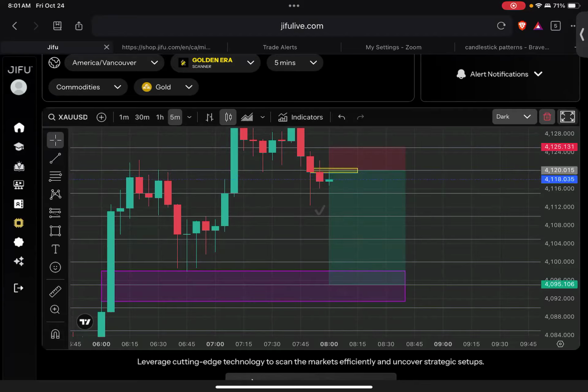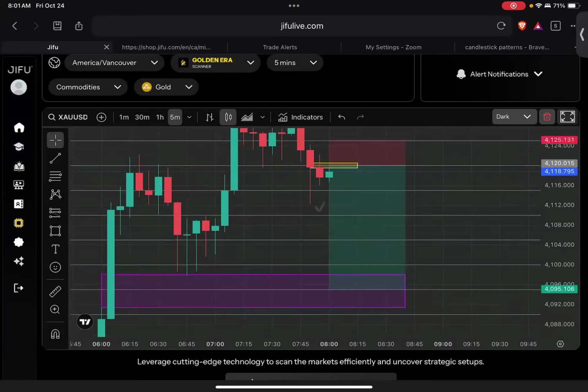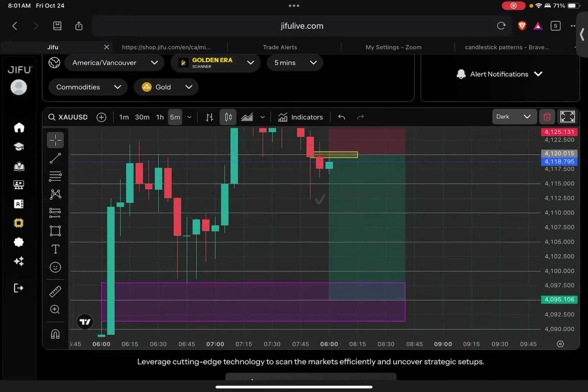This is something that I'm going to look to take to 4,095. So this trade is active for those of you guys that did get into there, right from 41.20. We did get that pullback to that zone. We might get one more pullback here right now.